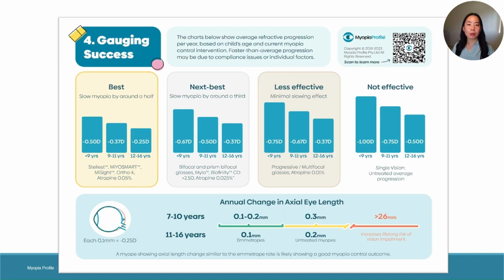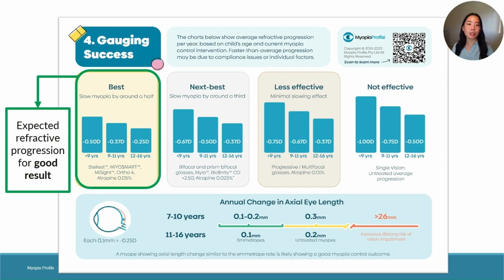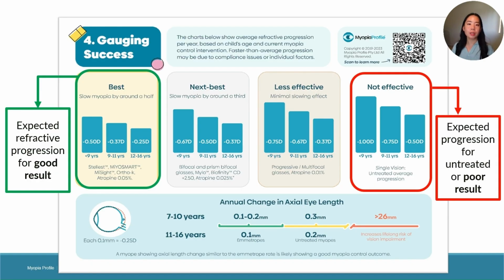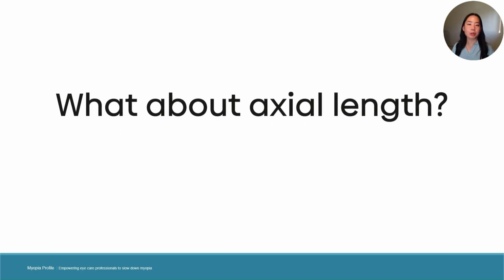So back to our infographics. If you notice progression is on par or slower than this, it is a great result, meaning you can continue with the current treatment and you're likely to save at least 1 diopter. If progression is around this rate though, then this is a poor result and you'll have to look into strategies to reduce progression. We've spoken a lot about monitoring myopia using refraction, but what about axial length?